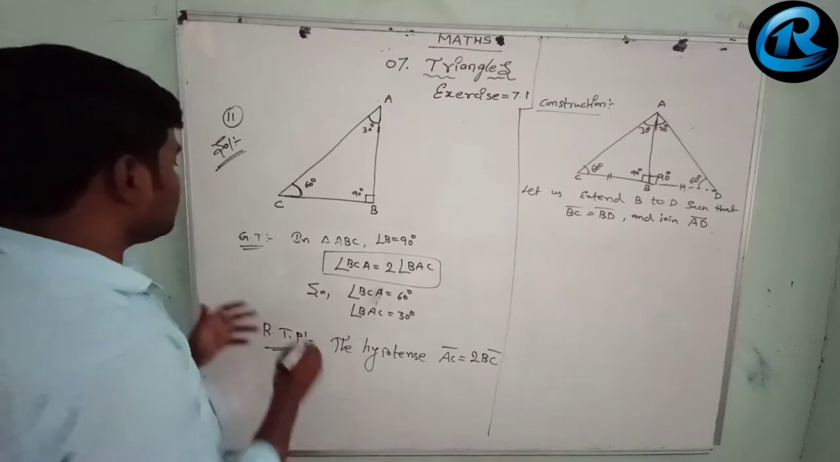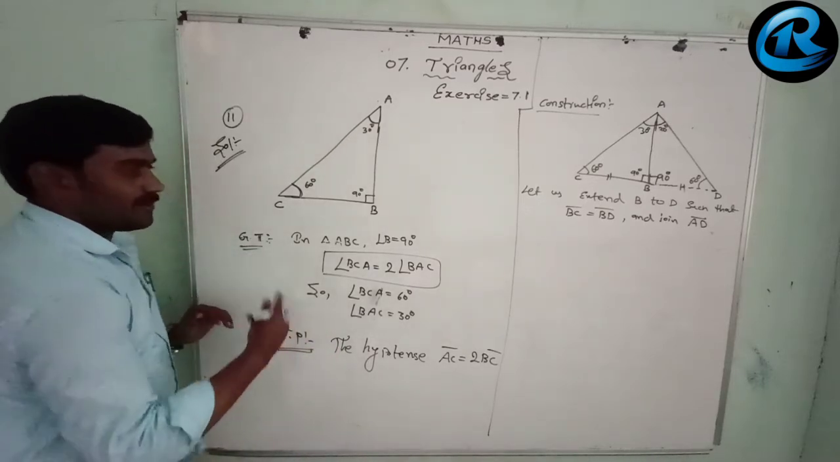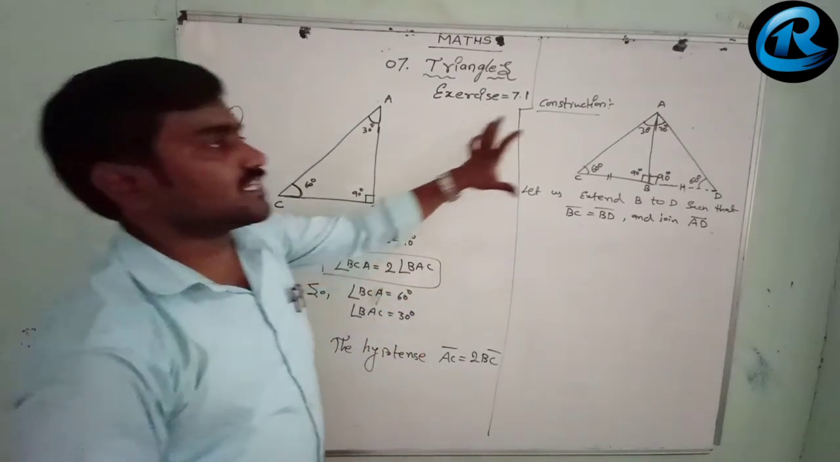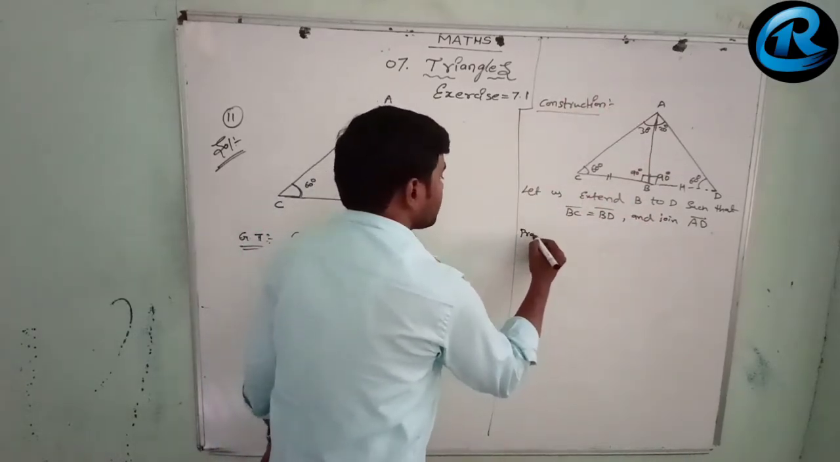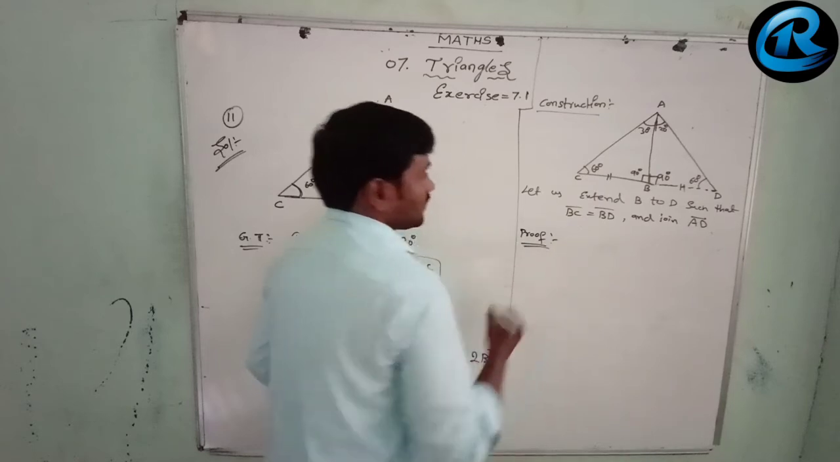Normally, given, RTP, proof, but here extra construction is required, so we go for construction. Then we go for the proof now.